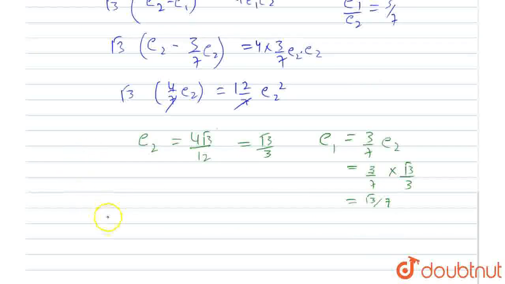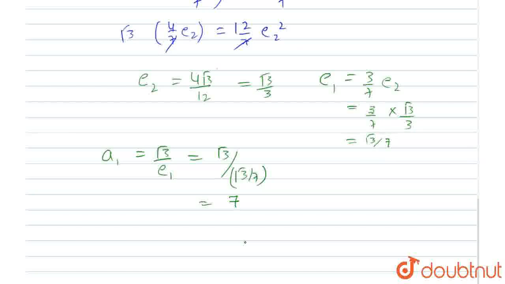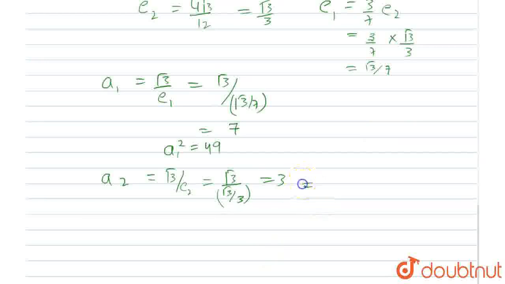Now we can find the value of A1, which is root 3 upon E1, equal to root 3 by root 3 upon 7. That will be equal to 7, so A1 is 7 and A1 square is 49. Now A2 is equal to root 3 by E2, which is root 3 by root 3 upon 3. That will be 3, which leads to A2 square equal to 9.